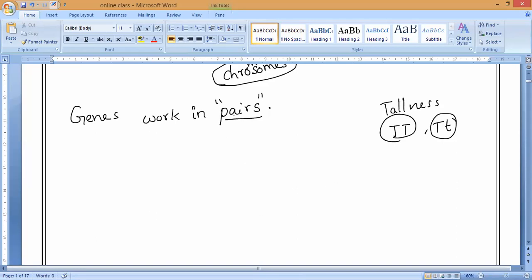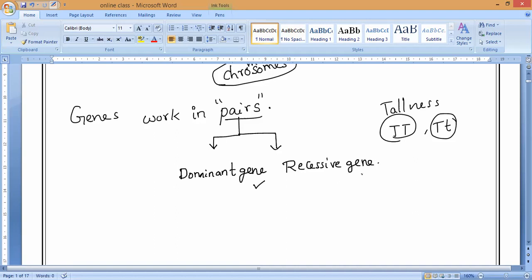In this pair of genes, each gene is called what, guys? Two kinds of genes we find. What is that one? Anybody? One is called the dominant gene, and another one we call the recessive gene. That is what you have to understand. So there is a pair of genes for each characteristic, and each organism always contains a pair of genes for any characteristic. In that pair, one is a dominant gene and another one is what, guys?